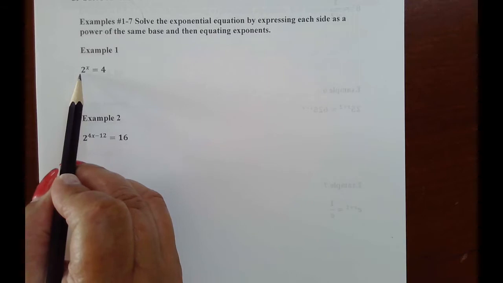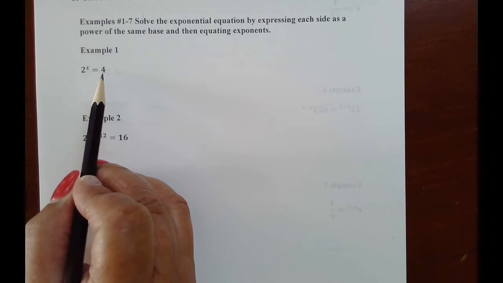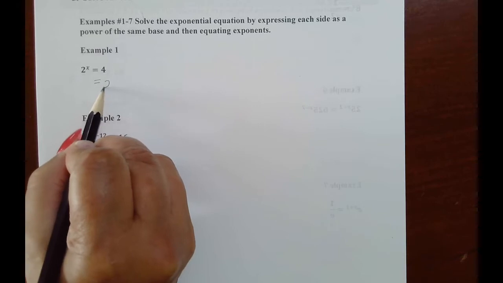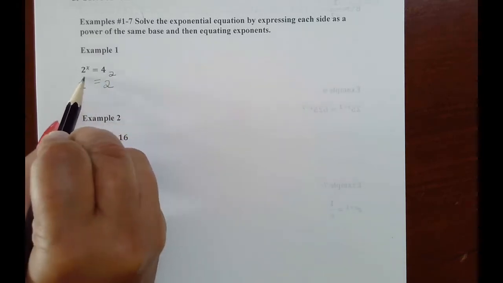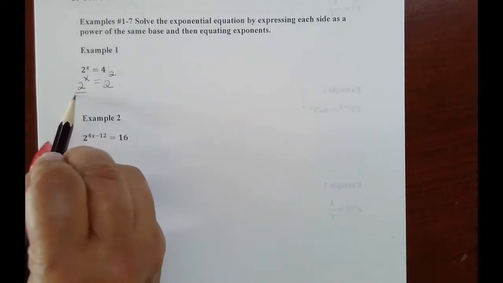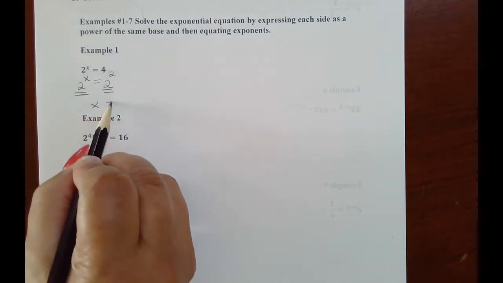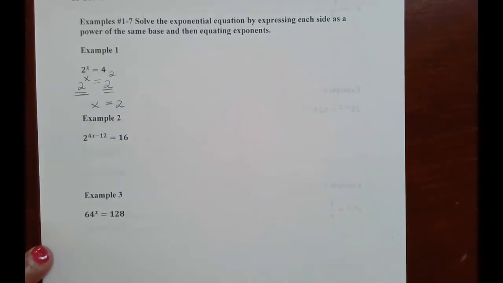You can see that the base here is 2, and I think we're all very familiar with the fact that 4 can also be written using a base of 2. So we can write that as 2 squared. This side is already written using a base of 2. And once those bases match, you can work exclusively with the exponents, which are just x and 2.